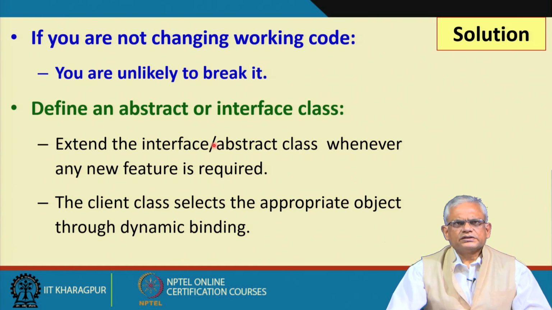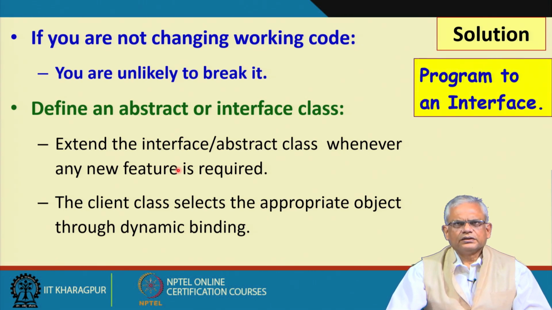We will use these abstract classes and interface classes. These are the main principle in the open closed principle. Whenever a new feature is required, we will extend the abstract and interface classes, and the client classes can select the appropriate object through dynamic binding. This principle is also called as program to an interface.